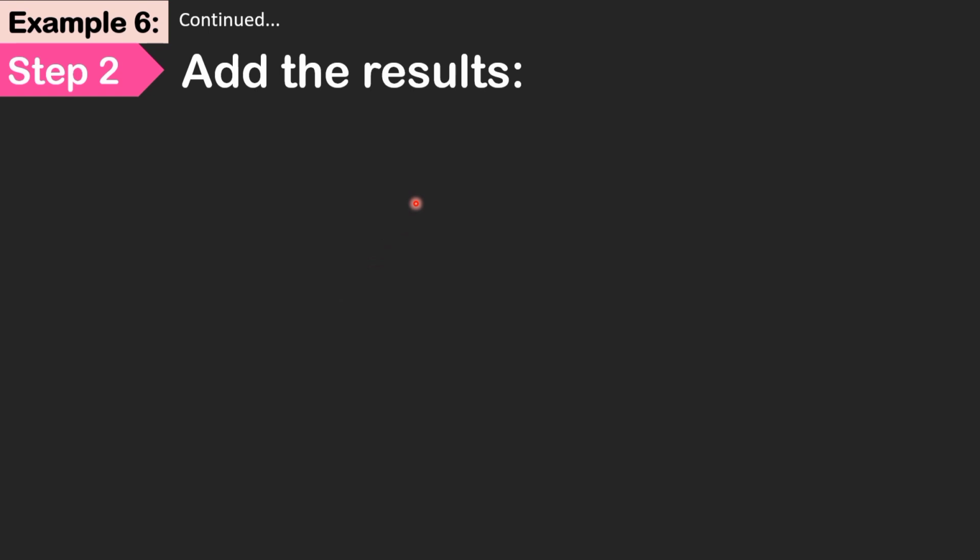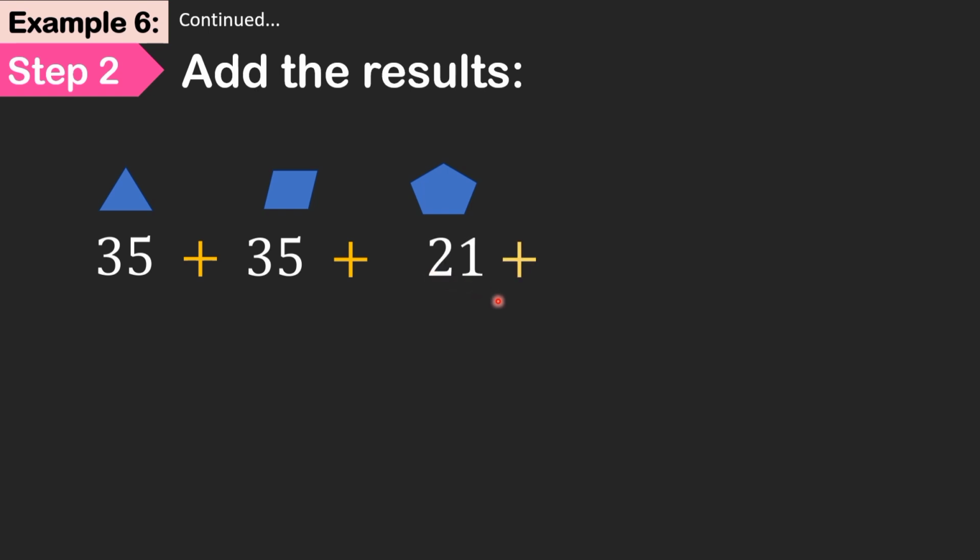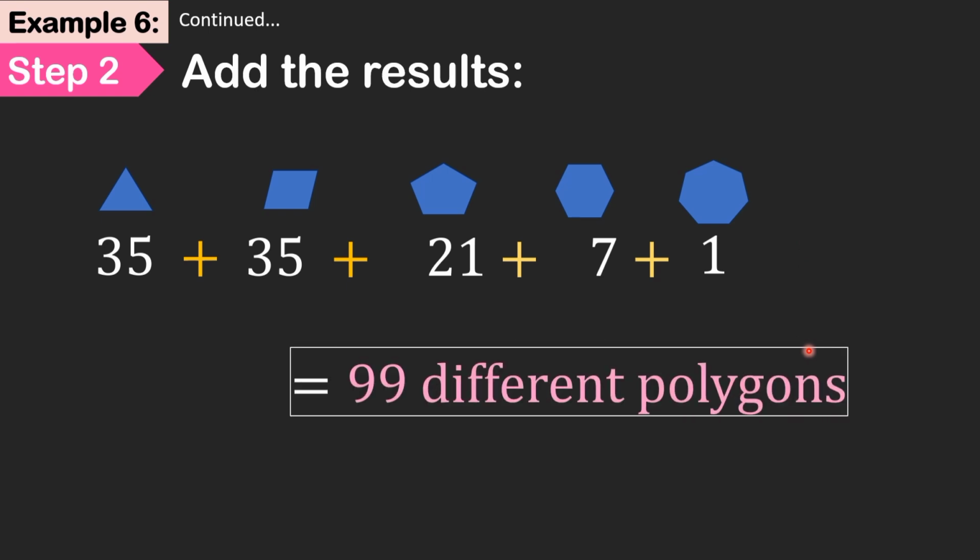For step 2, add all the results. There are 35 triangles. There are 35 quadrilaterals. There are 21 pentagons, 7 hexagons, and 1 heptagon. Therefore, the total number of different polygons that can be formed is 99.